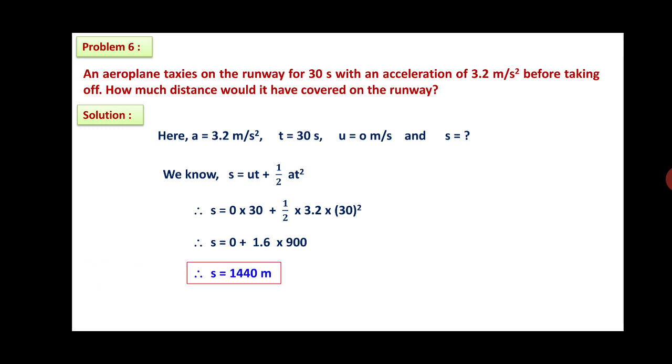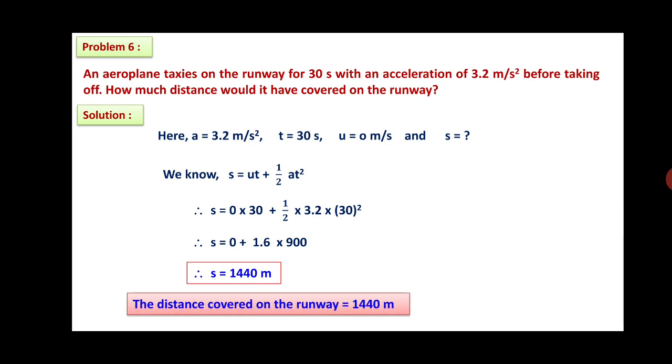Therefore s is equal to 1440 meter. The product of 1.6 into 900. Therefore the distance covered on the runway is 1440 meter, or you can say 1.44 kilometer.